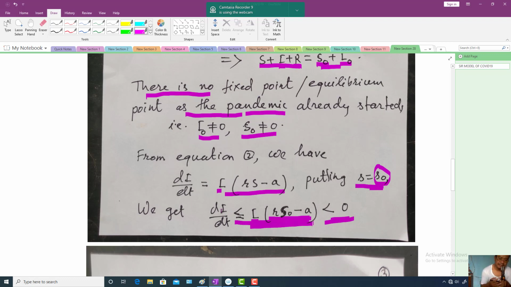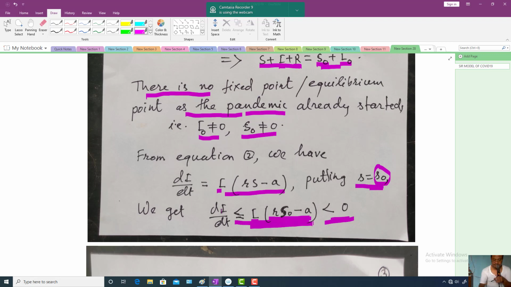So mathematically, if dI/dt is negative, that means what? Instead of increasing, the infected people are decreasing. That is what we want to control. That is what people all around the world are talking about, flattening the curve, all these things. That means the infection rate is decreasing, the flattening of the curve. This terminology you might have heard around the world.